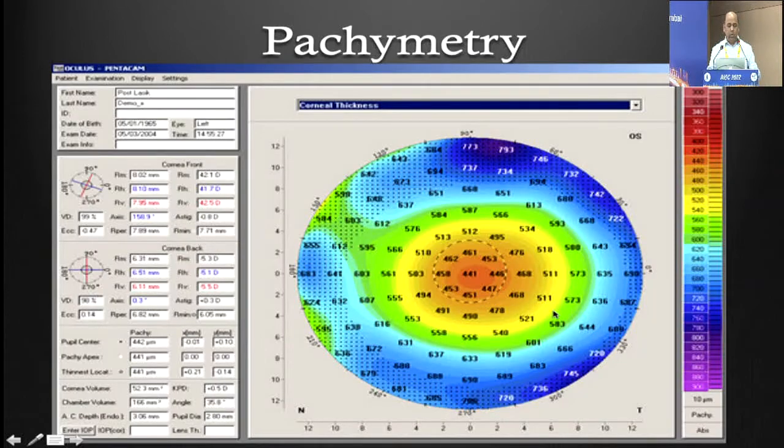So this is a global pachymetry map. You can see it's showing the pachymetry in different zones, and it is increasing from center to periphery. And this map is especially useful if you're planning intacs, because if you plan to put the intacs in the 6 millimeter or 7 millimeter zone, you know at what thickness you're going to put the intacs ring. So this global pachymetry map is especially for intacs planning.